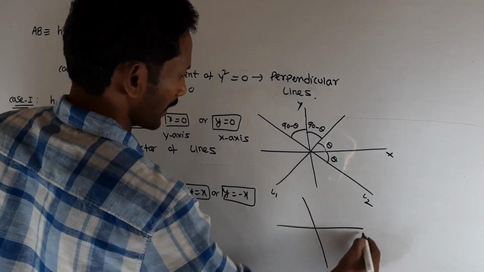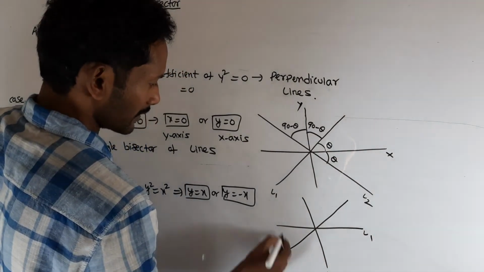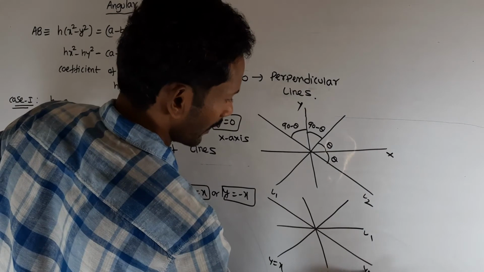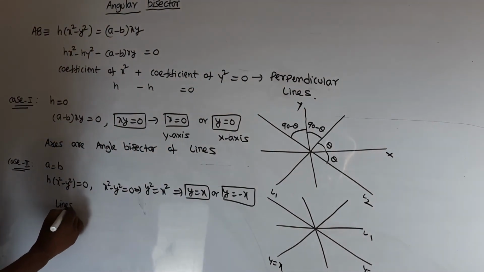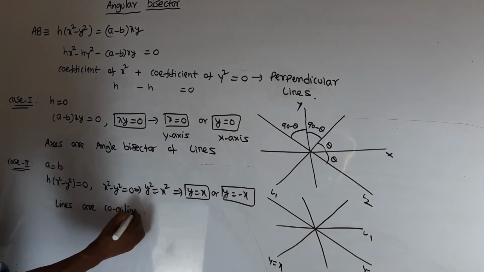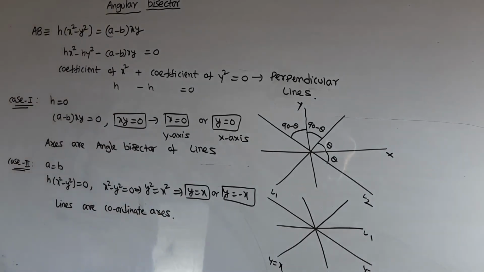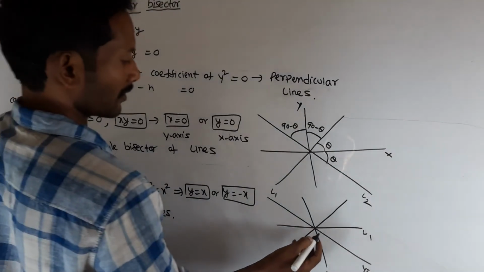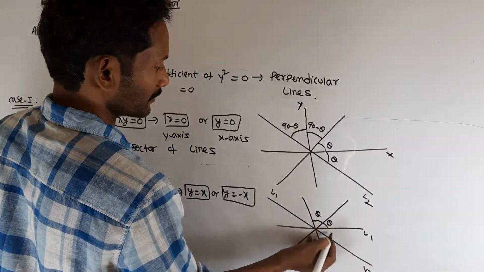Line L2, line L1. Y equal to x, y equal to minus x. Okay, I hope you are understanding. In this case, the lines are coordinate axes. This one is theta and theta.